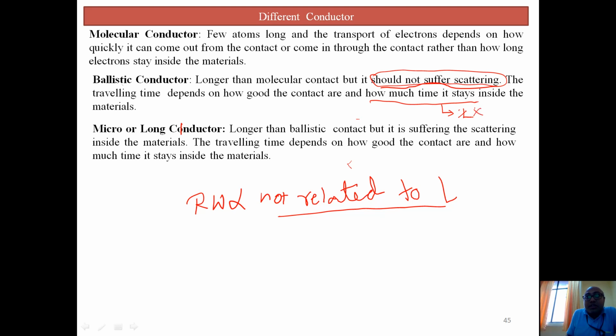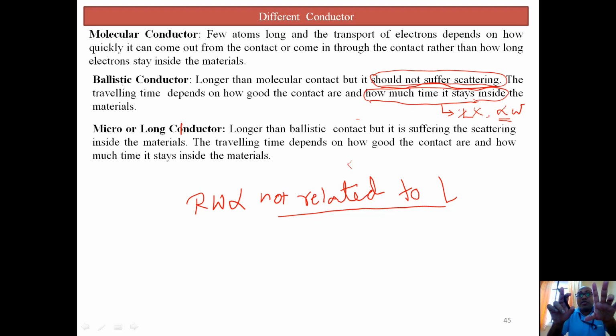Rather, it depends on W. How much time it stays inside the material depends only on the width of the material but not on the length. So this portion you have to be very careful about when you write this definition. Normally we feel that how much time it stays inside the conductor depends on the length and on the width.